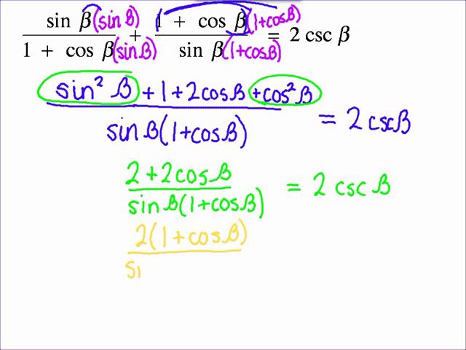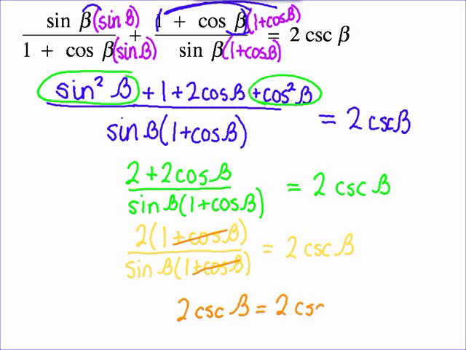In the bottom, I've got sine beta times 1 plus cosine beta equals 2 cosecant beta. Cross those out. So then now, your cosines, you're going to notice, cancel. And I'm going to be left with 2 over sine, which is equivalent to 2 cosecant. That's awesome. Here, I'll box it. Very fun. See how slick that worked?